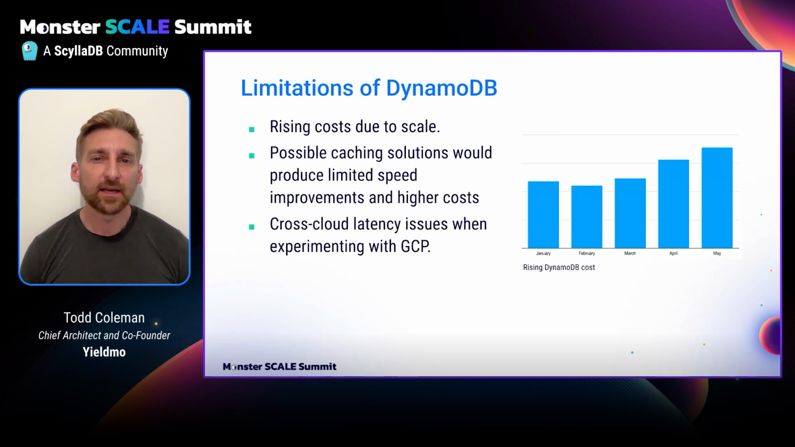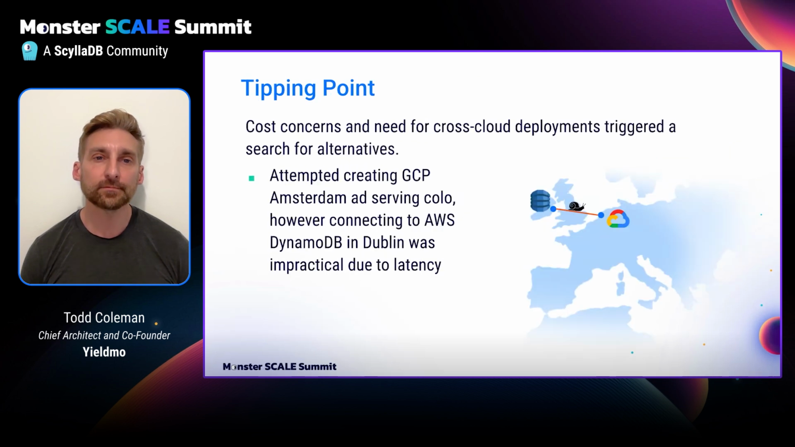As our business scaled, our DynamoDB costs increased significantly. However, the bigger issue was that DynamoDB limited where we could deploy our ad serving infrastructure. We primarily operate in AWS, but we also wanted the flexibility to experiment with running ad servers on other cloud providers, such as GCP. In some regions, like in the US East Coast and Northern Virginia, AWS and GCP data centers are close enough that latency is minimal.